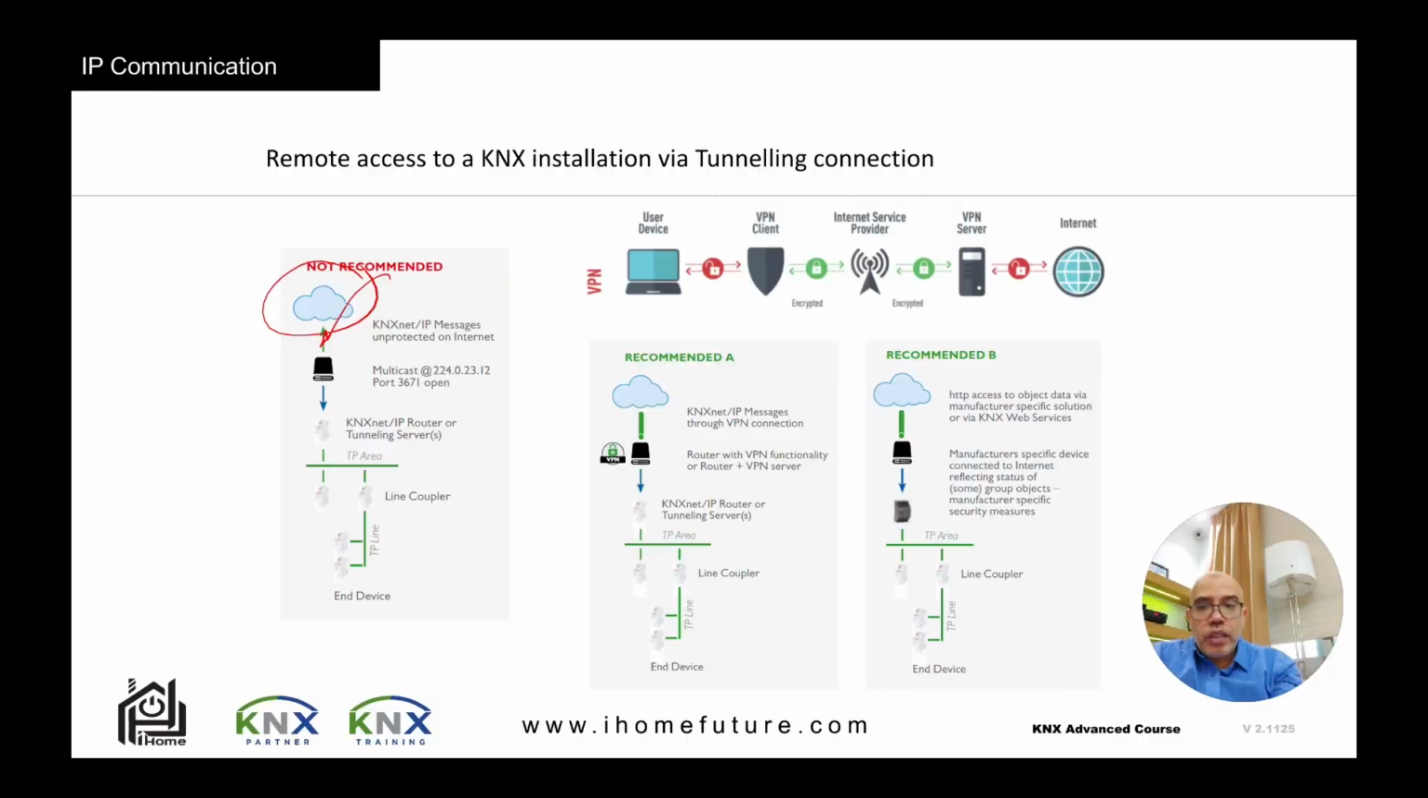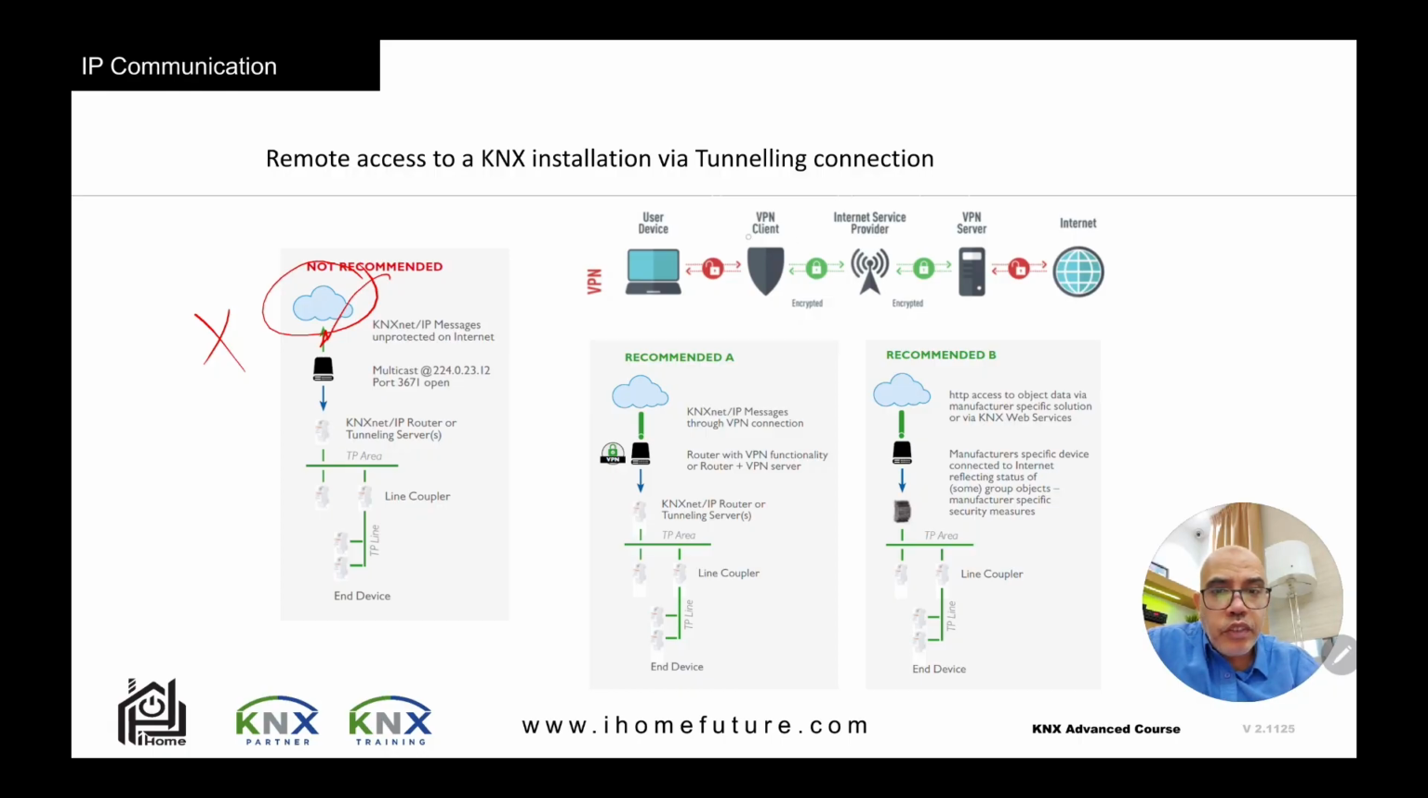This is not recommended, totally insecure, because once you access the IP router, you have access to all the devices, especially if the IP router is not a secure device, not using IP Secure or KNX Secure. If it's not using KNX Secure, then there is no encryption, then you have total access to the KNX network inside. So this is not recommended at all by KNX, but what is recommended is using one of two methodologies.